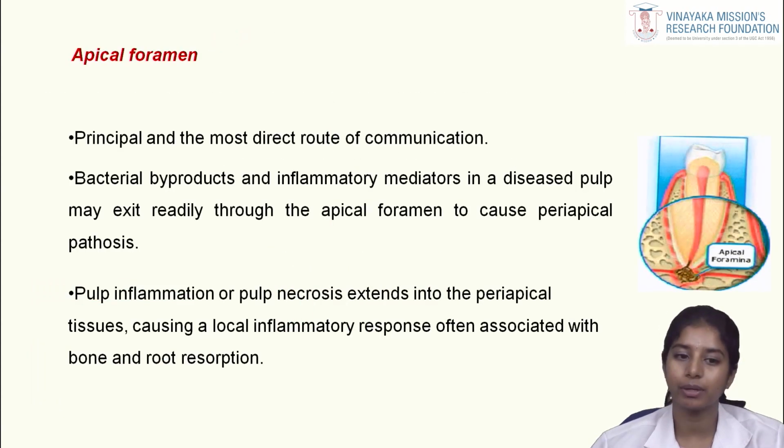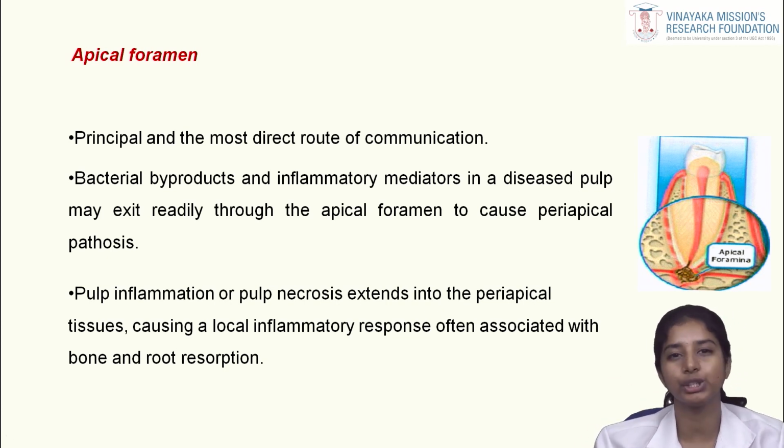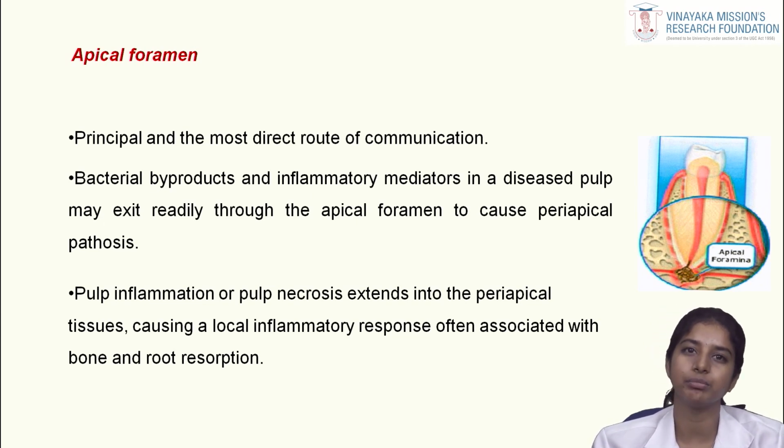And then we have the apical foramen, which is the principal and most direct route of communication. Here we can see that. Bacterial byproducts and inflammatory mediators in the diseased pulp exit readily through the apical foramen to cause periapical pathosis. Pulp inflammation or pulp necrosis extends into the periapical tissues, and it causes a local inflammatory response that is often associated with bone resorption and often root resorption also.